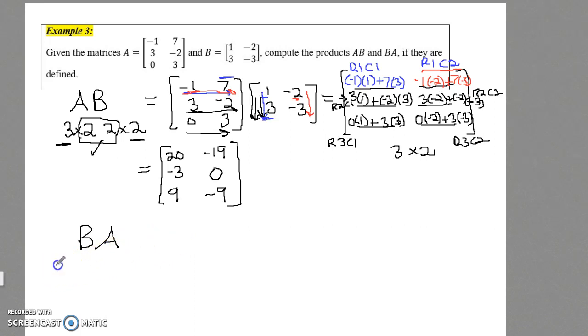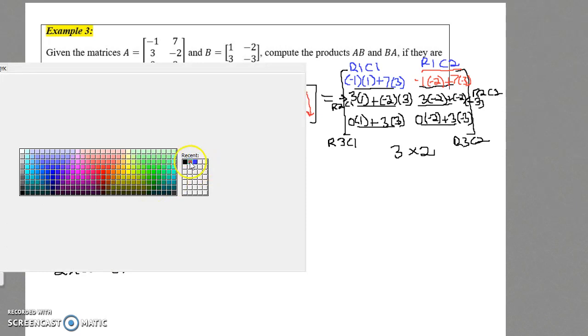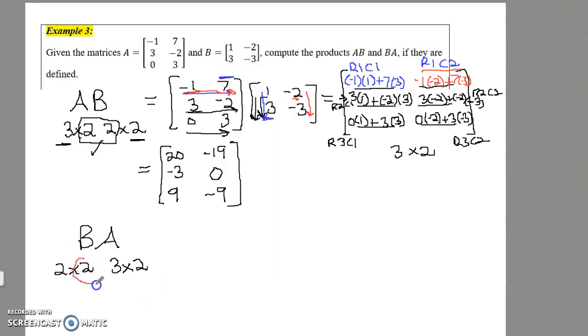In this case, the matrix B is a 2 by 2 matrix, like we wrote above, 2 rows, 2 columns. The matrix A has 3 rows and 2 columns. Since these inner dimensions do not match, this product is undefined. And that's your answer there. So A times B is this matrix here, B times A is undefined.